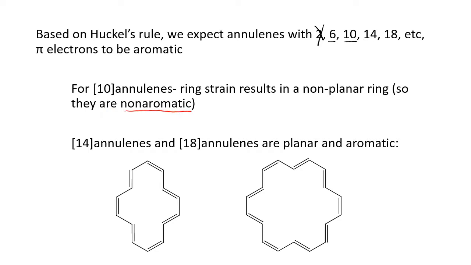Now [14] and [18]-annulenes, because there's a large number of carbons, are able to space themselves out so that the molecules become planar, or planar enough to be considered aromatic. So a [14]-annulene is actually not entirely planar, but it is planar enough to have the proper overlap of the p orbitals of all of the carbon atoms. [18]-annulene, which is this structure here, is completely planar and is therefore aromatic.